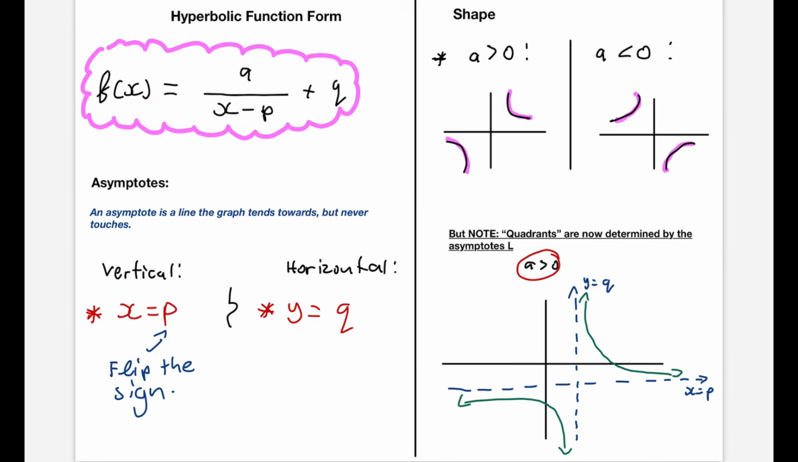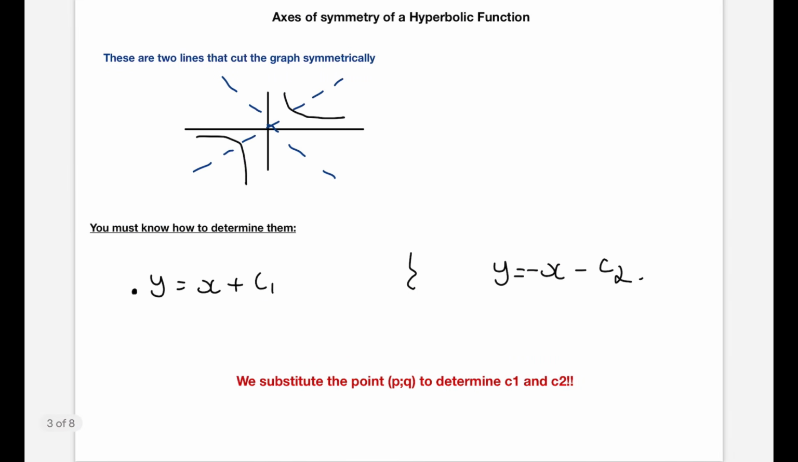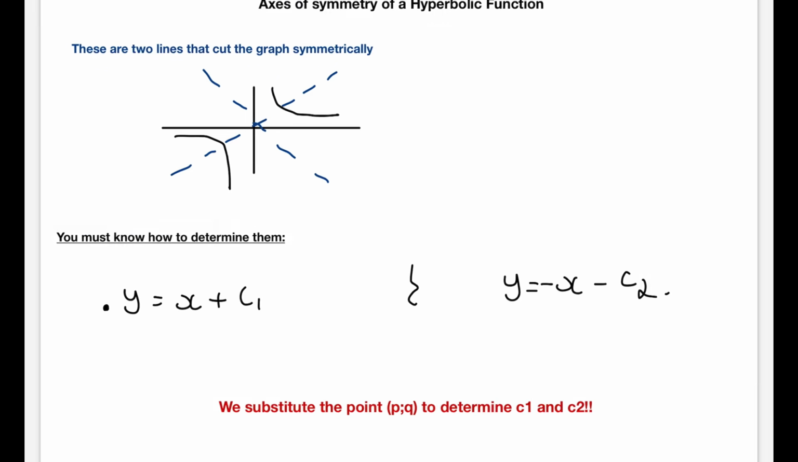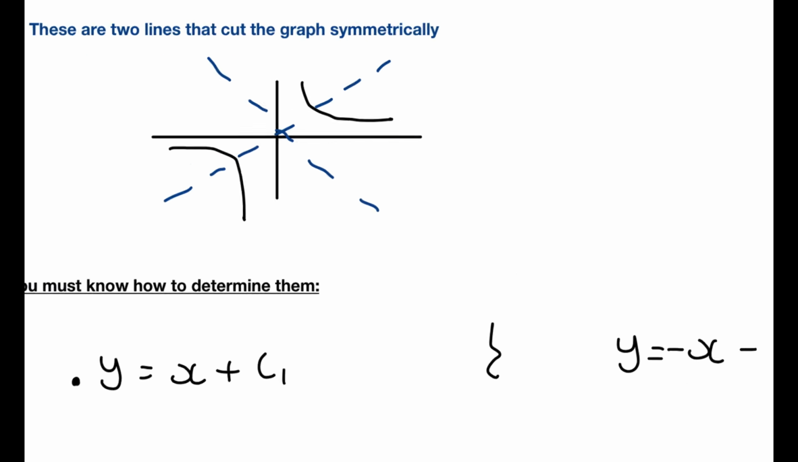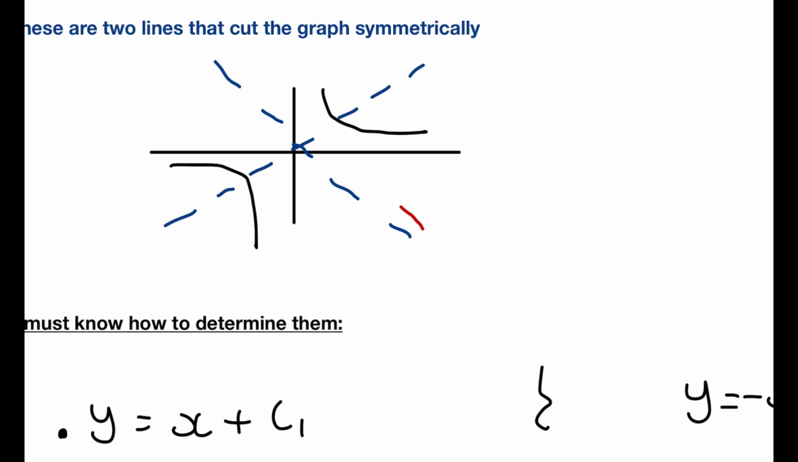Great. Let's actually talk about axes of symmetry of a hyperbolic function. Now, the axes of symmetry are two lines that symmetrically cut the graph. For example, this line here. This line symmetrically cuts the graph. If you try to fold the page along this line, this piece here would perfectly fit this piece. Of course, we're ignoring the fact that I don't have a very perfect sketch here. And if you cut or folded your page along this line, then again, the two pieces would meet symmetrically.